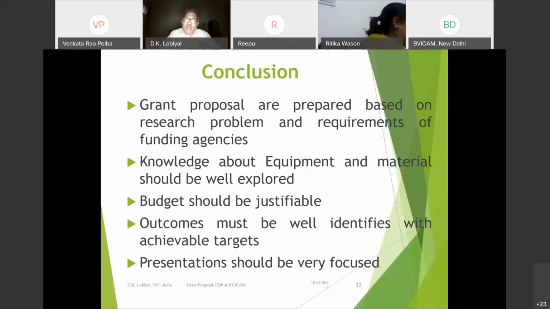This is the problem which I wanted to talk about. But I'll conclude my lecture by saying that a grant proposal should be prepared based on the research problem and the requirement of the funding agency at hand. It's not that since I have to submit a project, I'll start thinking about a research problem. That doesn't work, right? Many projects come from that creation.